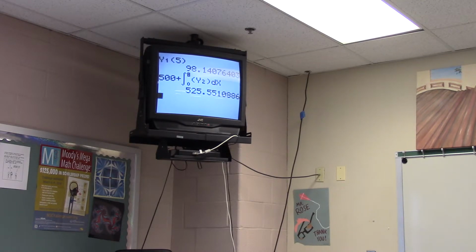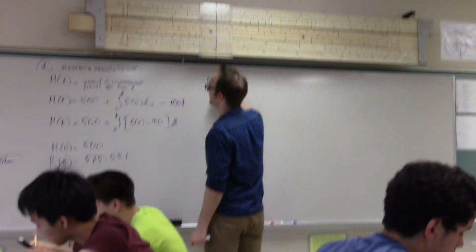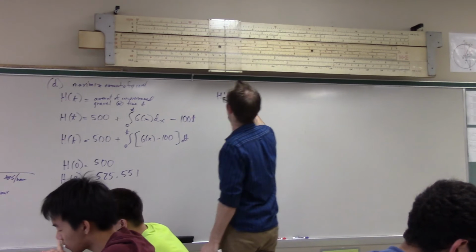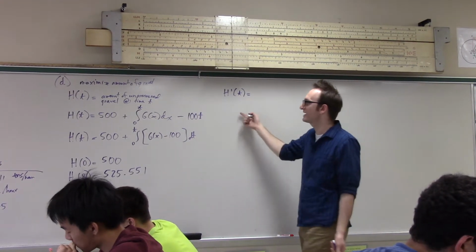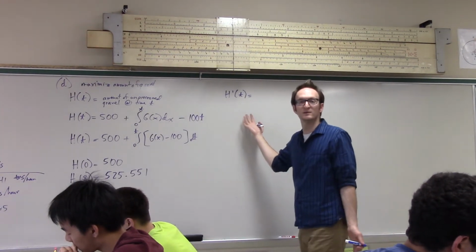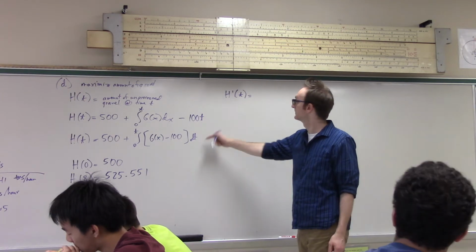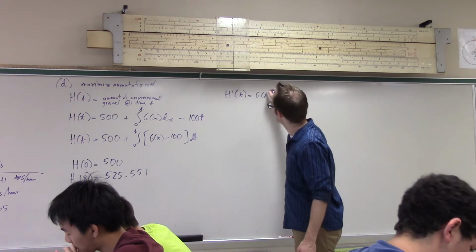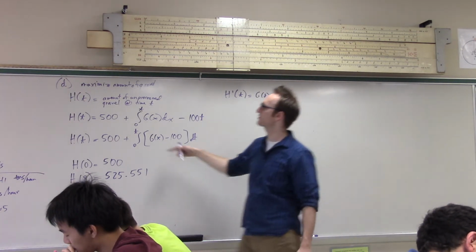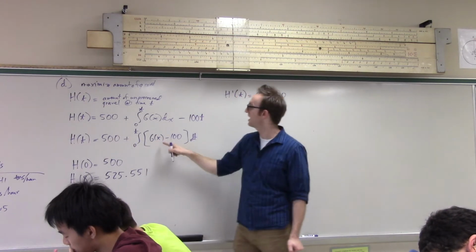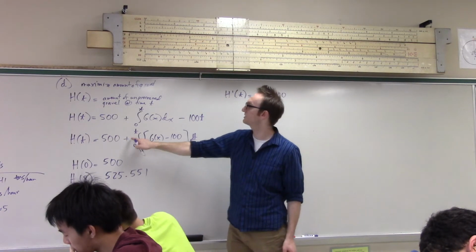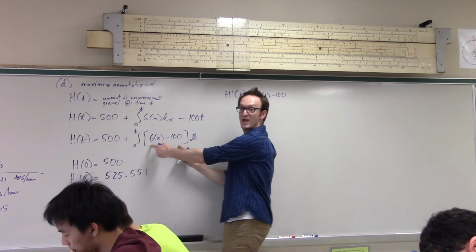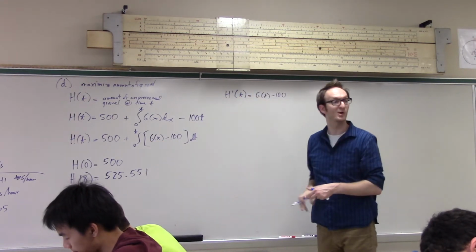Okay, what's left to find? The relative max, right? We need to find the relative max. So essentially what we need to do is take the derivative of the h function. When you take the derivative of the h function, what do you get? g of t minus 100, right? It's just the fundamental theorem of calculus. The 500 disappears, and when you differentiate the integral of a rate of change, you just get that rate of change. Is everyone cool with that?